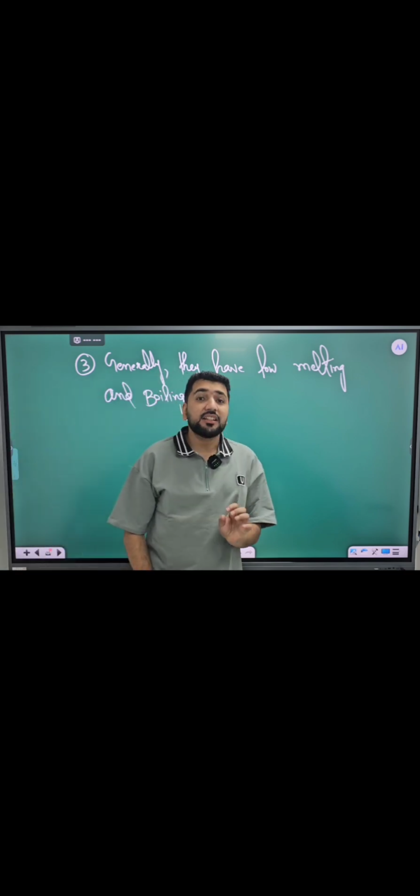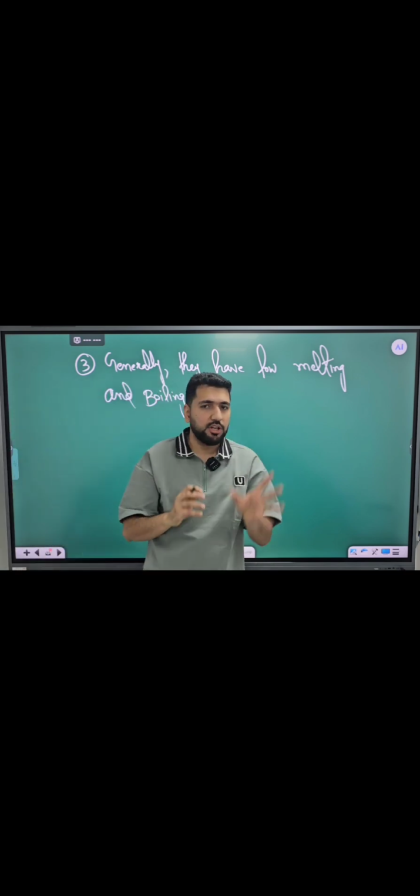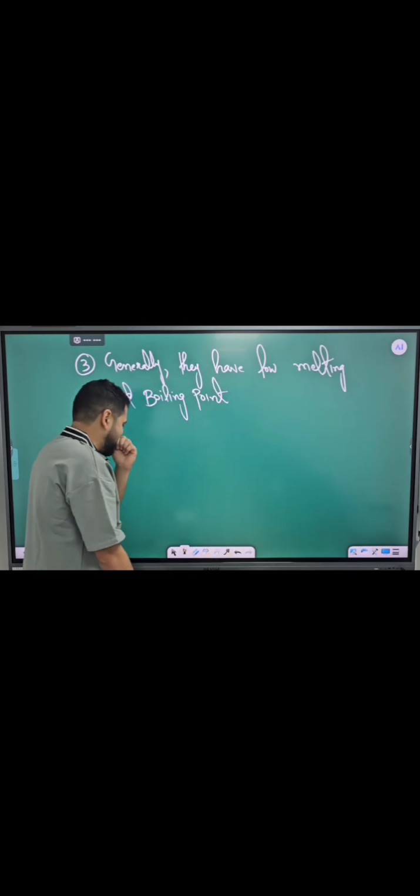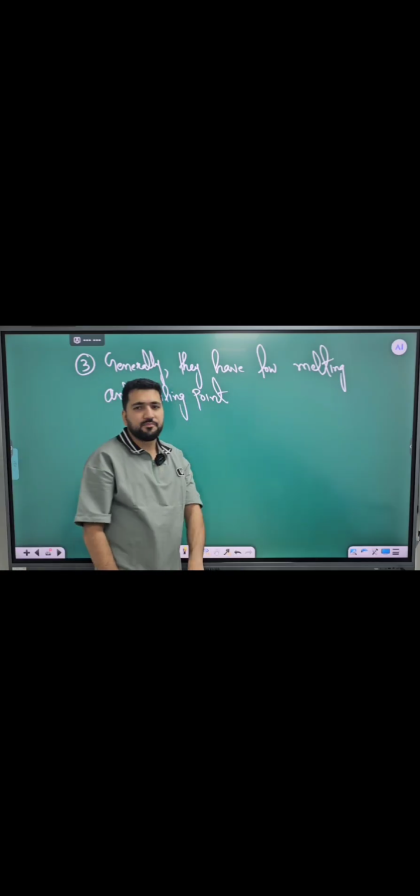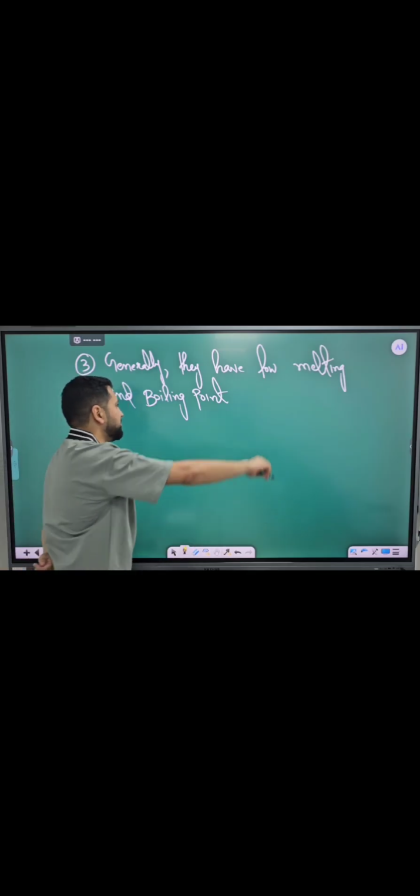Now we need to understand the reason that they generally have low melting and boiling points. Now this is somewhat conceptual. Try to understand, guys, how I'll be dealing with this concept. See, let's take the example of methane.